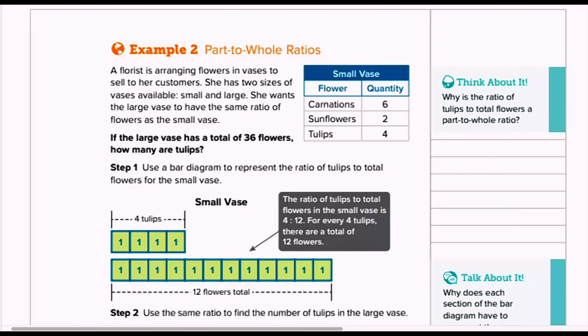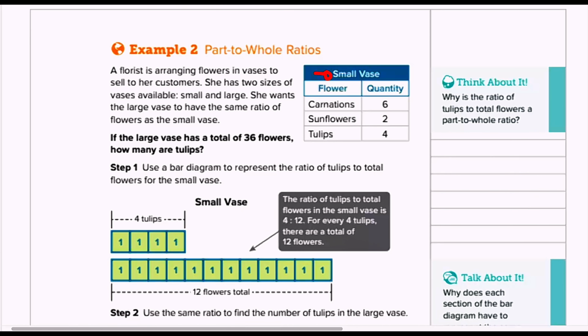Here we have the small vase and the types of flowers it has. From carnations, we have 6 flowers. Sunflowers, we have 2 flowers. Tulips, we have 4 flowers. And the question is, this is the quantity in the small vase, but if the large vase has a total of 36 flowers, how many are tulips?